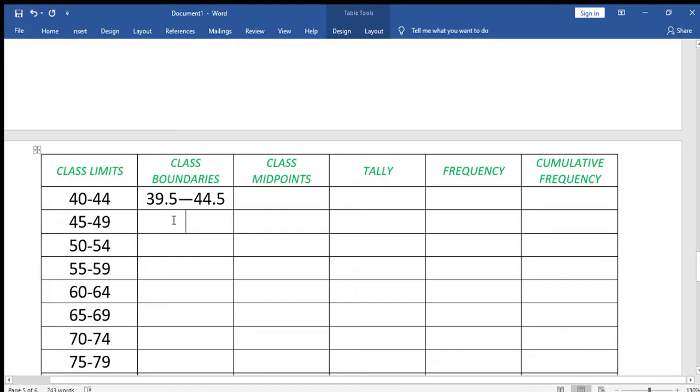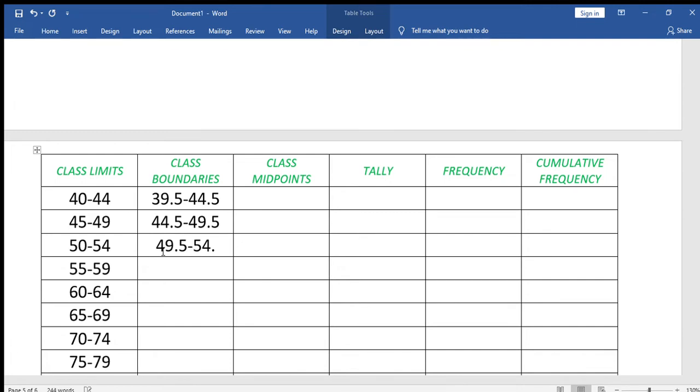Remember that your class boundary will only be obtained from your class limit. It will be taken from your class limit. Okay, then next, what do you think is the class boundaries of the class limit 45 to 49? We have 44.5 to 49.5. Okay, then next we have 49.5 to 54.5. Then next we have 54.5 to 59.5. Then we have 59.5 to 64.5.